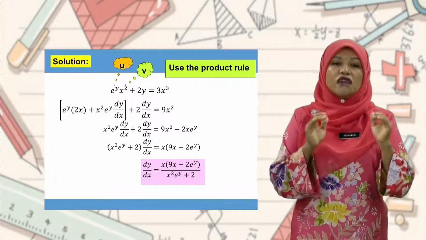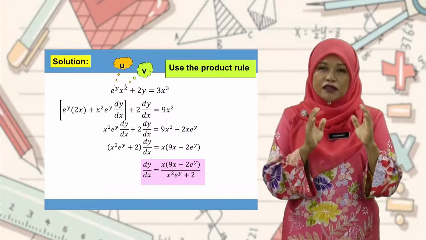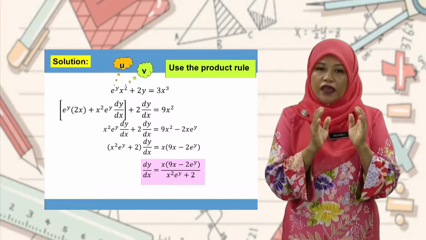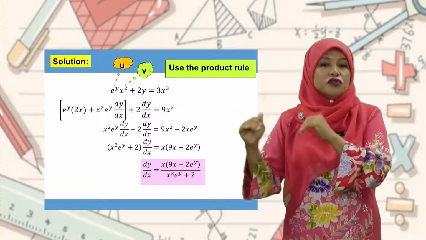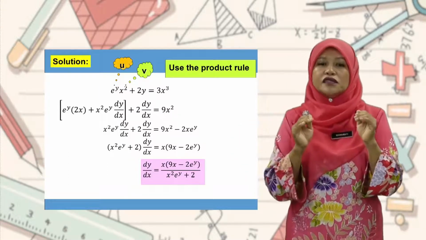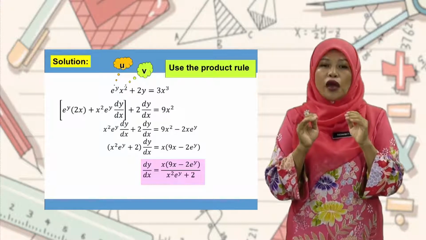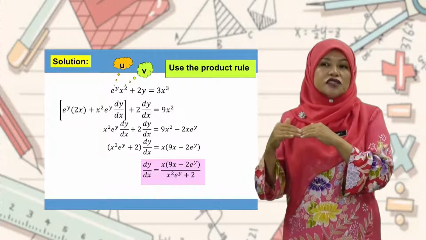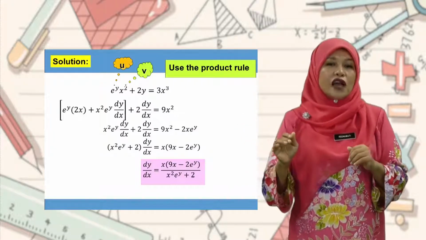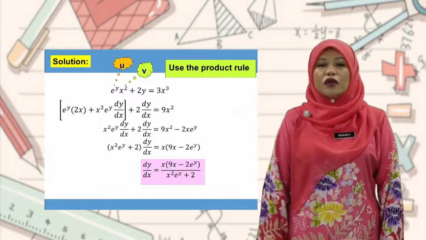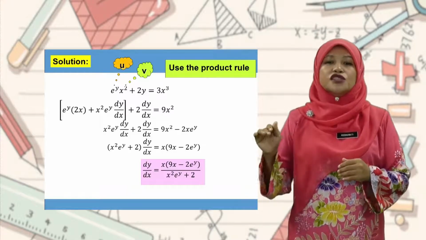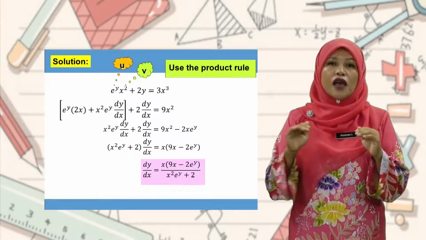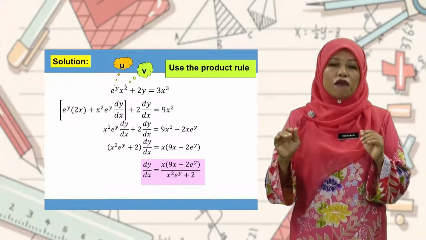Now we already have dy dx as a single item. So everything else we move to the right side. In this case, x squared e to the power of y plus 2 is shifted to the right side as division. So we will have the answer as x multiplied with 9x minus 2 e to the power of y, everything over x squared e to the power of y plus 2.